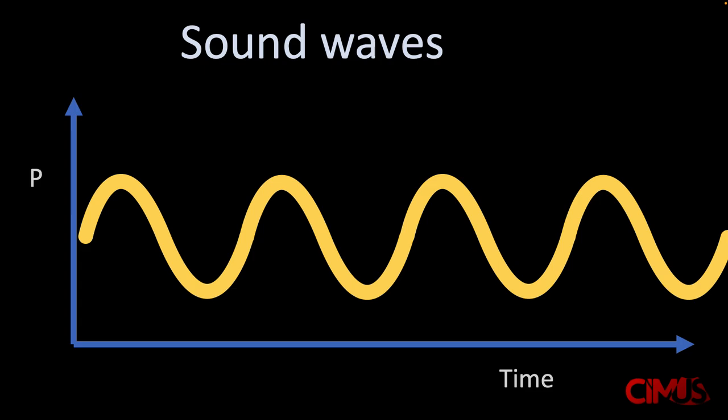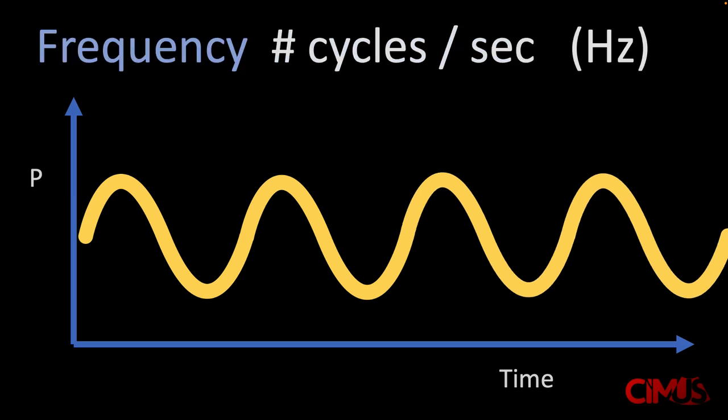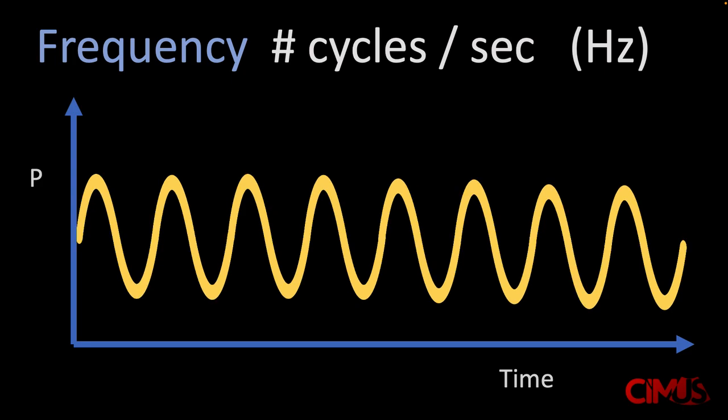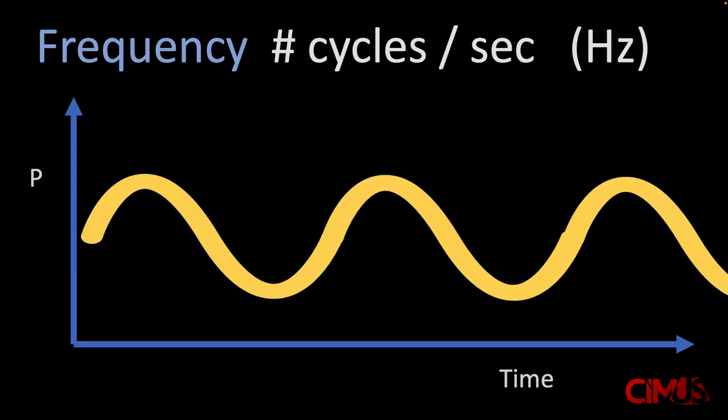Sound waves within tissues are really just mechanical pressure waves that result from the vibration of particles within the tissue, and this results in changes in pressure over time. We describe the properties of these sound waves based on their frequency, the number of cycles of acoustic waves per second. The higher the frequency, the more cycles per second, as shown here, as opposed to a lower frequency with fewer cycles per second.